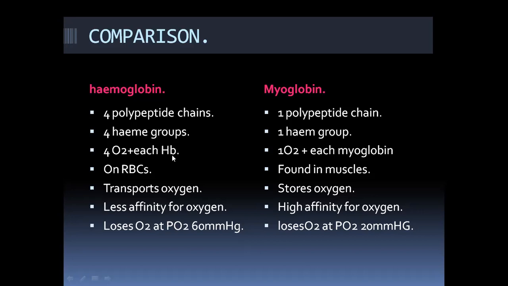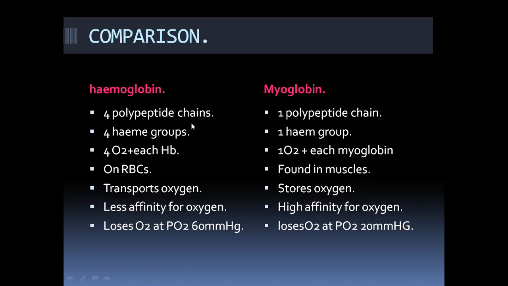4 oxygen will combine with each hemoglobin because these are 4 heme groups. Then 4 oxygen are going to combine with the hemoglobin. And in myoglobin, 1 oxygen is going to combine with each myoglobin. This is a very important question. Comparison of hemoglobin and myoglobin.